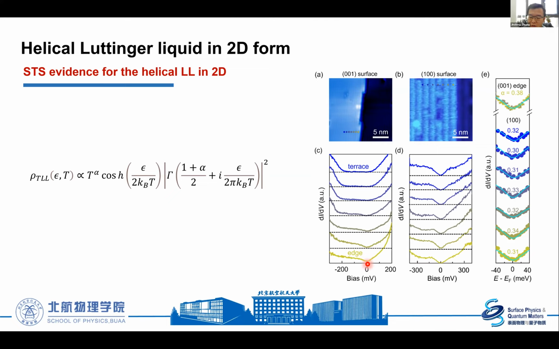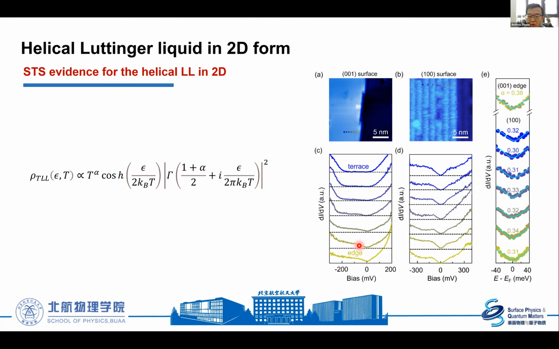Let's perform the fitting by this formula for the 001 edge state. We see the fitting ratio alpha equals 0.38, which is close to the ARPES result. And for the 100 surface, there is no edge effect on the shape of the STS curves. All the curves show almost the same shape as the curves collected at the edge of the 001 surface.